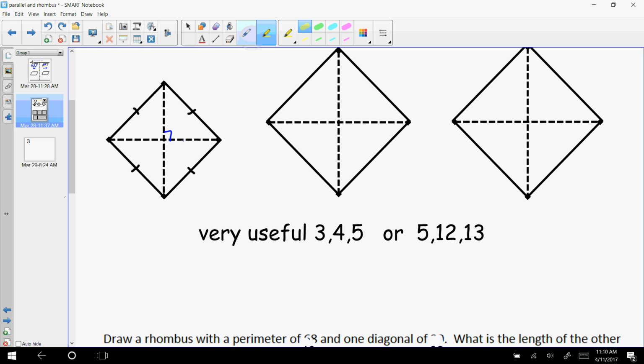All right, so they might do a 5 here and a 4 here. And so you would need to know that this is a 3, and this is a 3, and this is a 4. But the diagonals here are not 3 and 4. The diagonals go all the way across. So that would be 8 and 6 divided by 2. So they love Pythagorean triples.